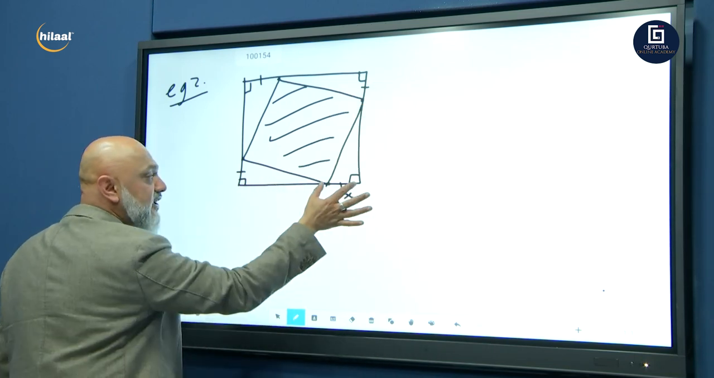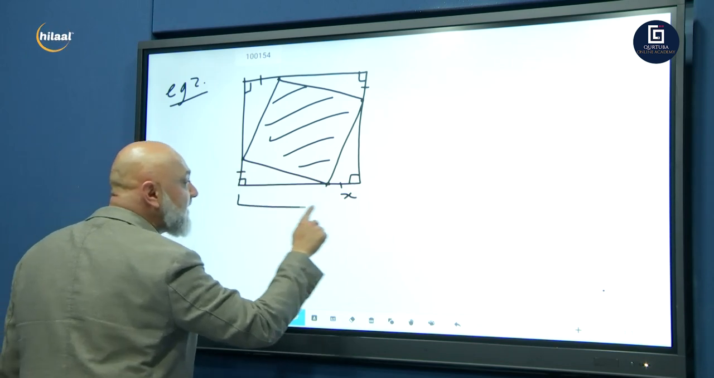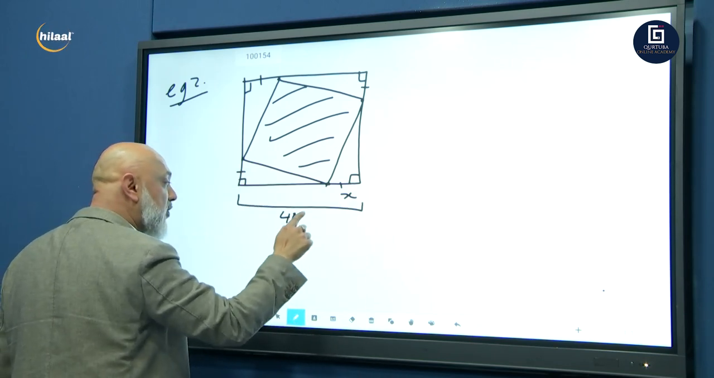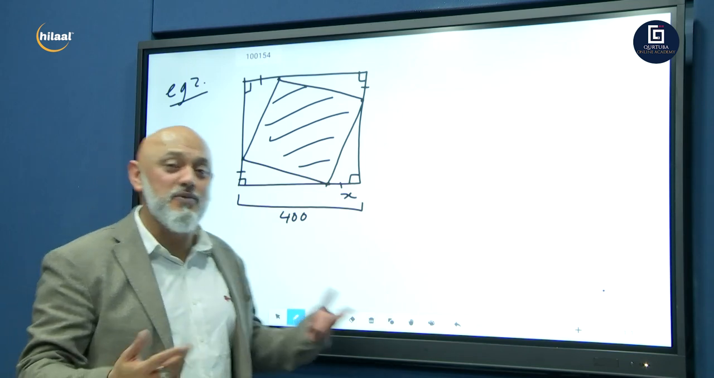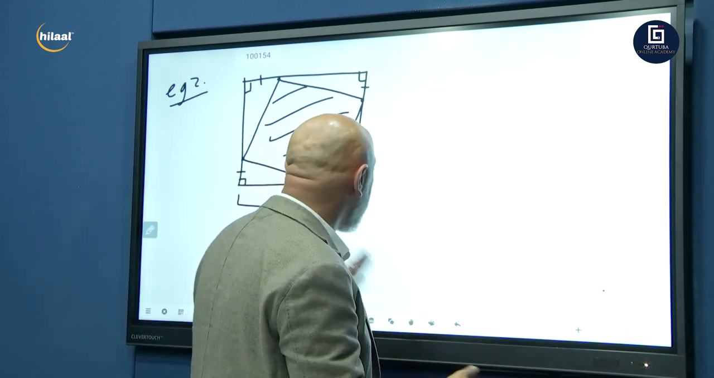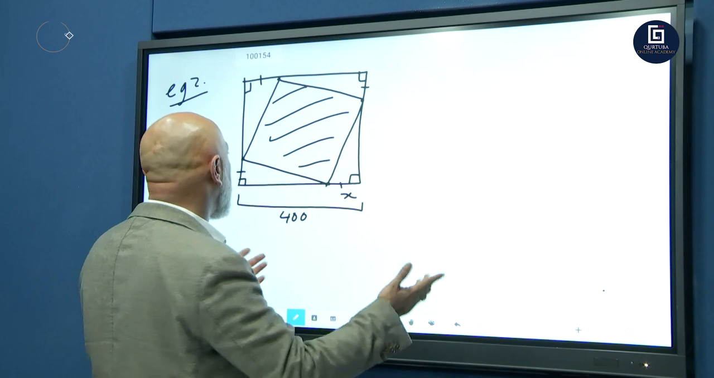I call that X. That small piece is X. The entire distance from there to there, I call it 400. Right? So it could be meters, it could be centimeters, it could be millimeters. Makes no difference. Let's just call it units for now, just for argument's sake.